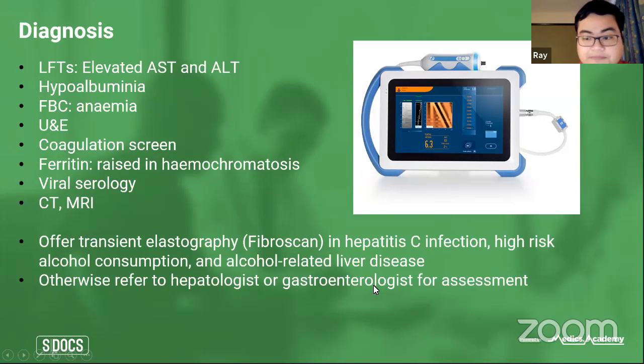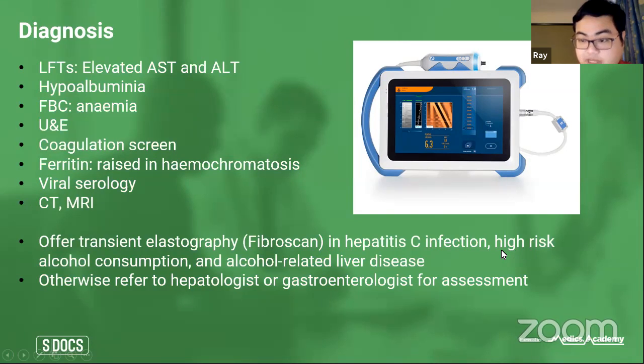All right. The NICE guidelines also mention offering transient elastography, which is this fancy looking device there, also known as a FibroScan, in hepatitis C infection, high risk alcohol consumption, and alcohol-related liver disease. All right, so FibroScan is a very painless and non-invasive procedure that uses elastowaves to measure the extent of liver damage. So patients are usually pleased to do this procedure because it's painless and non-invasive.